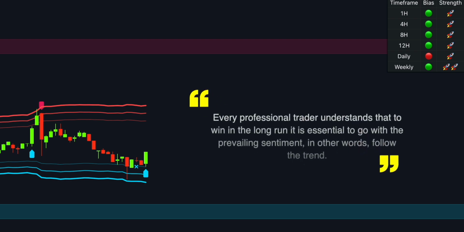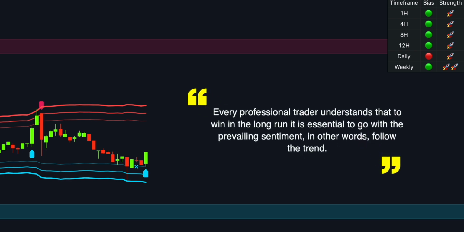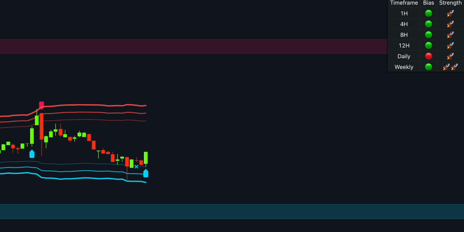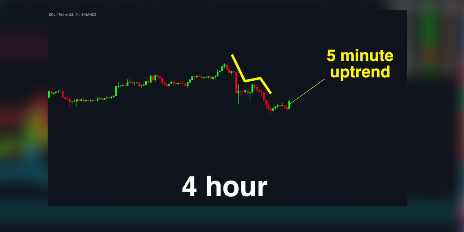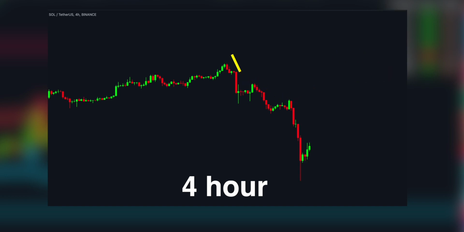Every professional trader understands that to win in the long run, it is essential to go with the prevailing sentiment. In other words, follow the trend. The problem is, if you use shorter time frames for trading and your strategy involves following the trend, you cannot blindly rely on the trend in those time frames. You see, a trend might look bullish on the 5-minute chart, but if you switch to the 4-hour time frame, the picture looks completely different.